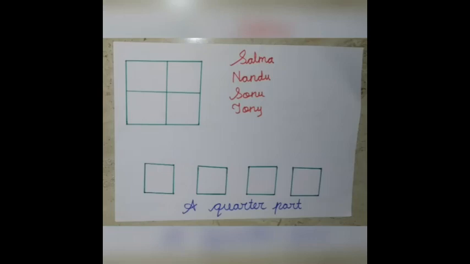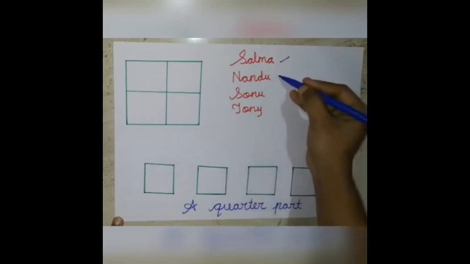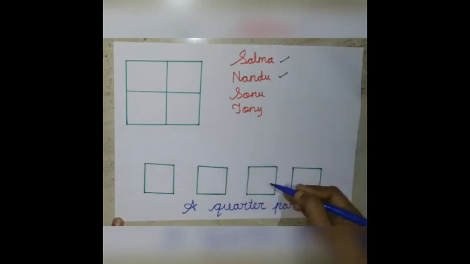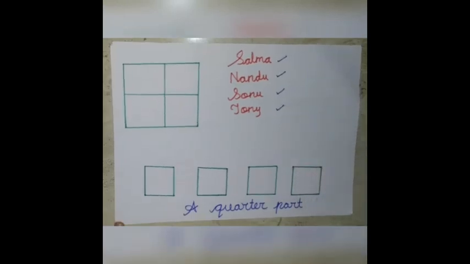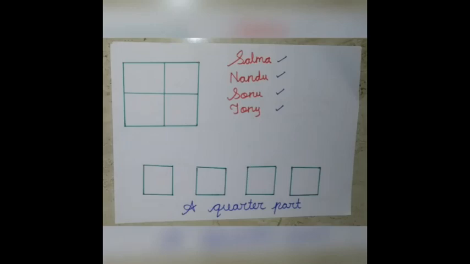Yes, I will cut the whole sheet into 4 equal parts and one part I will give to Salma. This part I will give to Nandu. This part I will give to Sonu. And the remaining part, means the last part, I will give to Tony. Students, here you all can see I have given 4 equal parts to them.